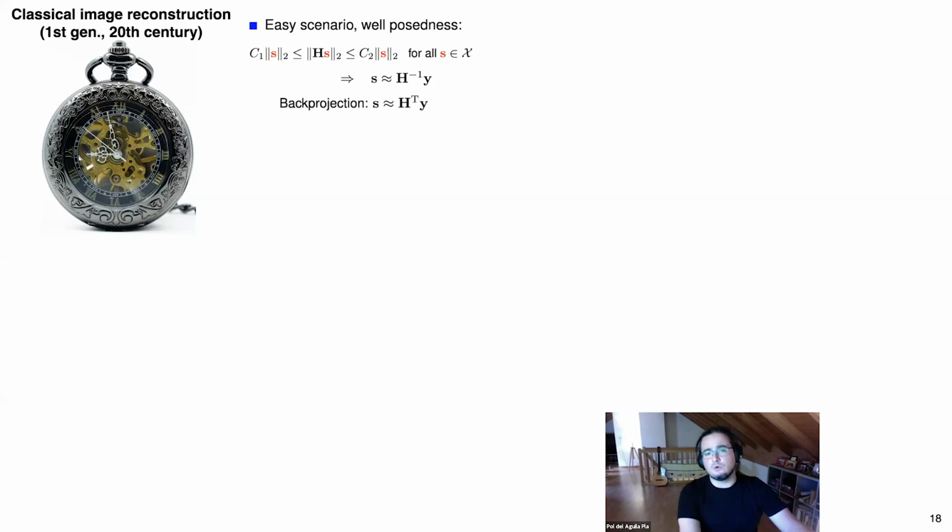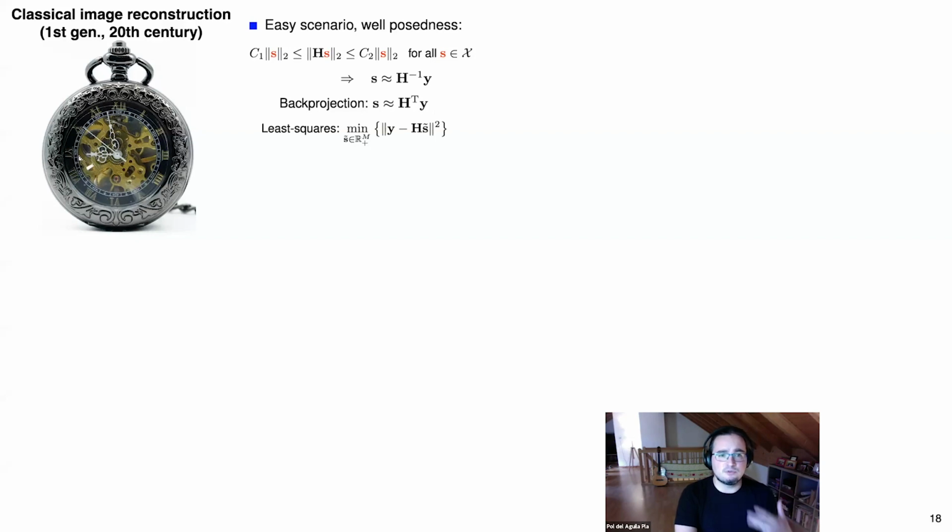An equivalent that has often been used is back projection, in which you substitute the inverse by the transpose of the matrix. This has the advantage that it's a very simple strategy to bring the measurements into the space of the signal, of the image, but it's only the equivalent of the inverse if the transform is unitary, which is the case in very few cases.